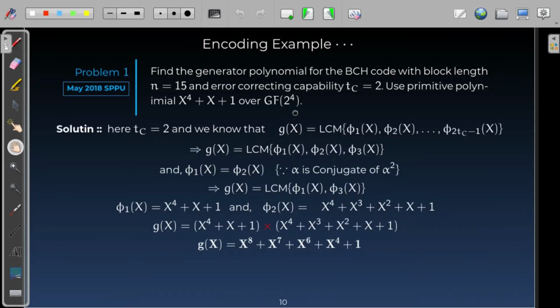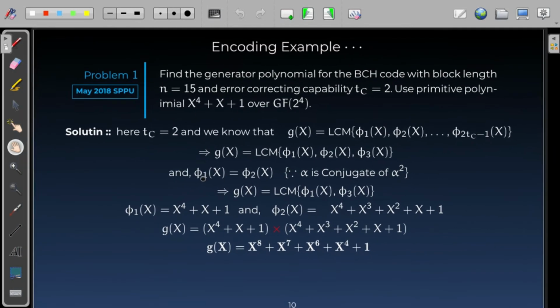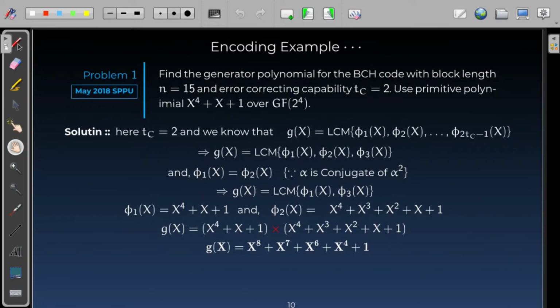You can see here that phi 1 of x is calculated to be x to the power 4 plus x plus 1. Phi 2 of x is x to the power 4 plus x cube plus x square plus x plus 1, and we have to multiply these two together. When we multiply these two together, our result is going to be g of x, x to the power 8 plus x to the power 7 plus x to the power 6 plus x to the power 4 plus 1. Okay, so this is how we can calculate the generator polynomial of a BCH code.